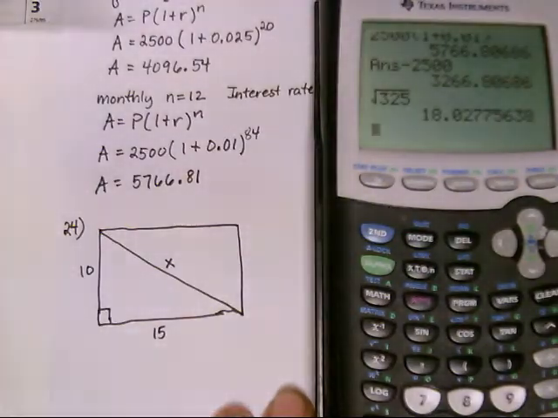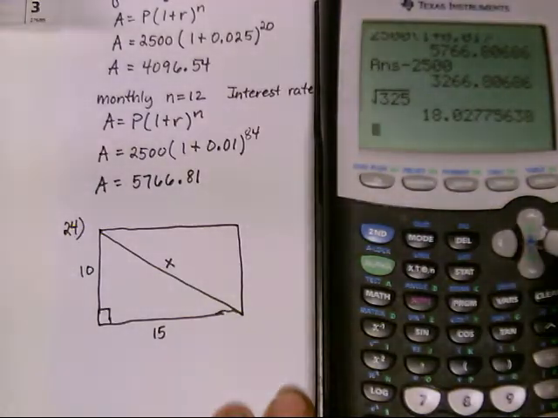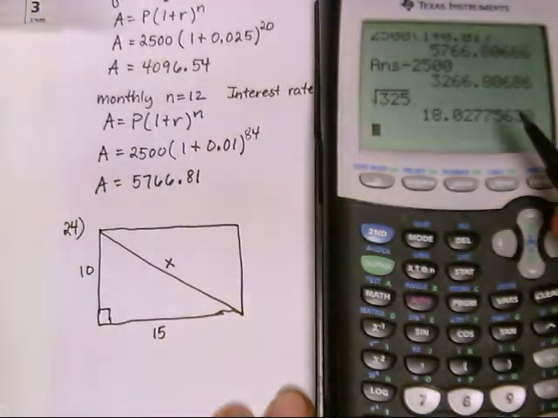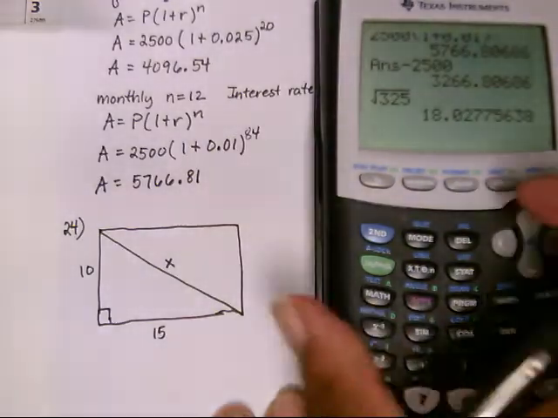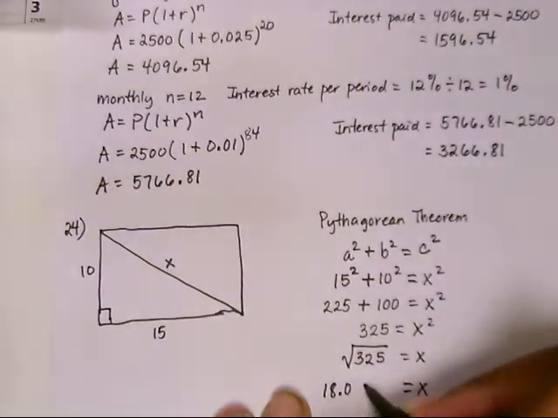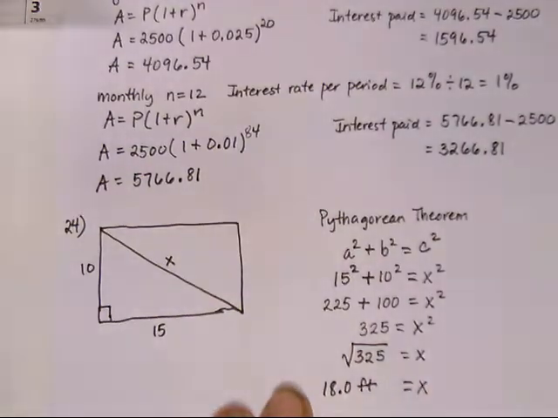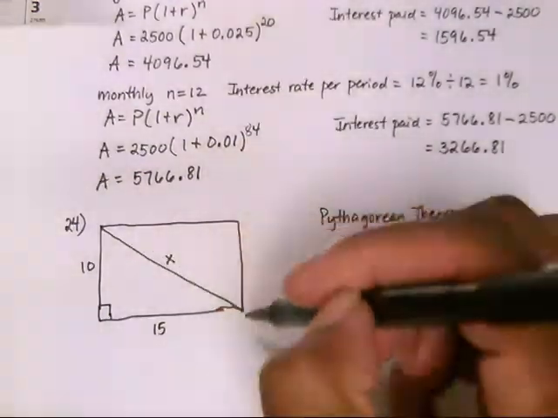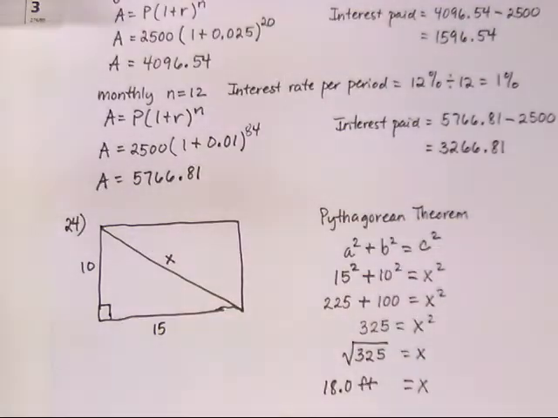Now it says to the nearest tenth of a foot. So 18.0277563 to the nearest tenth will be 18.0. And this is in feet, so that means the length of this diagonal brace would be 18.0 feet.